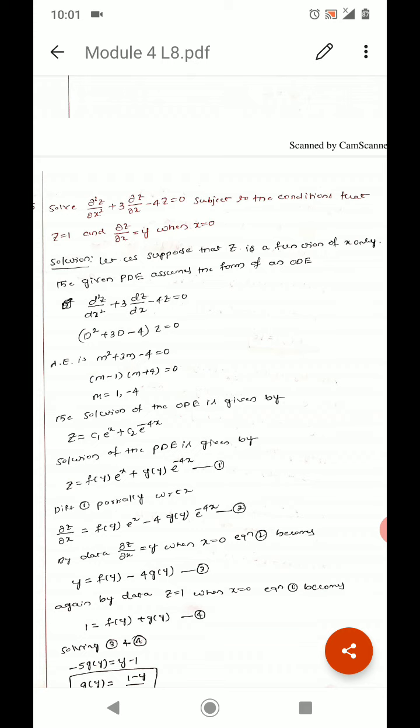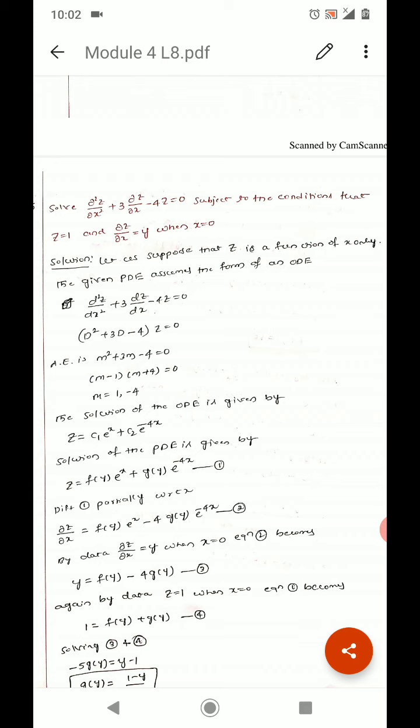Now we have del square z by del x square plus 3 into del z by del x minus 4z is equal to 0. So this equation is subject to the conditions: when x is equal to 0, we have z is equal to 1 and del z by del x is equal to y. Now suppose the given function z is a function of x only. So the partial differential equation becomes an ordinary differential equation.